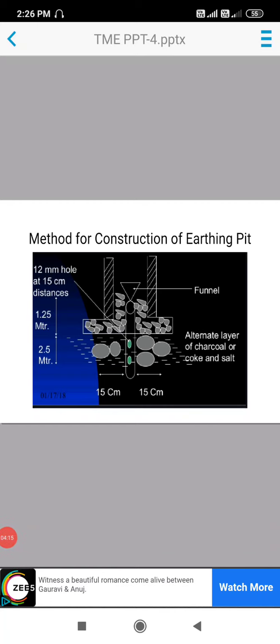Now we have to see the construction of the earth pit used for earthing. Here there is one pit. At the bottom we use sand. Then we use alternate layers of charcoal and salt in order to reduce the resistance. At the bottom we use a pipe or plate. Then there is a hole of 12 mm at a distance of 15 centimeters, and at the top, in order to add water, there is a funnel. We have to add the water to reduce the earth resistance. Because of that, the funnel is provided.